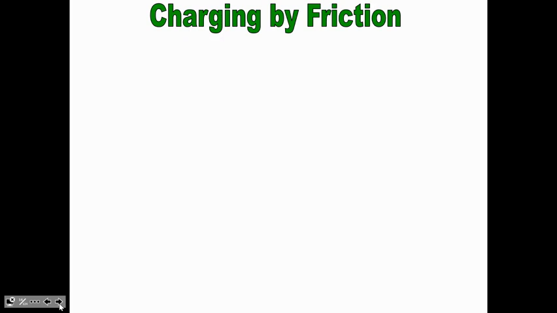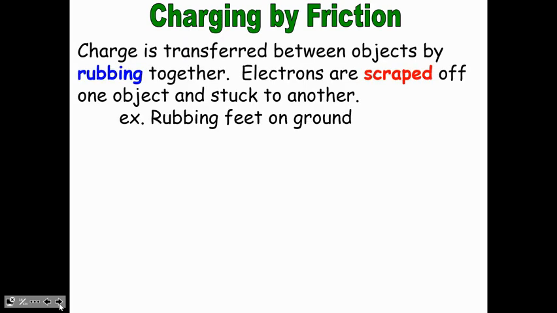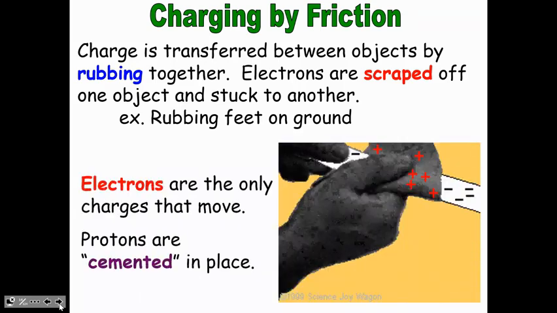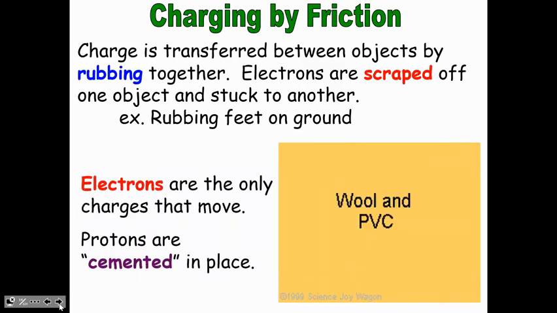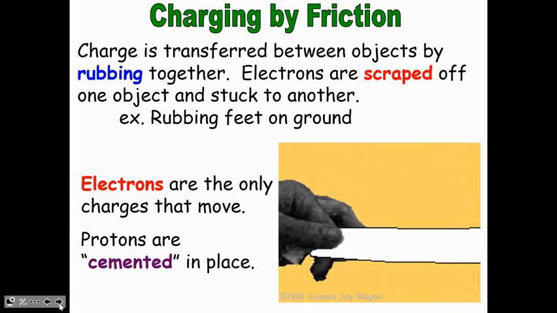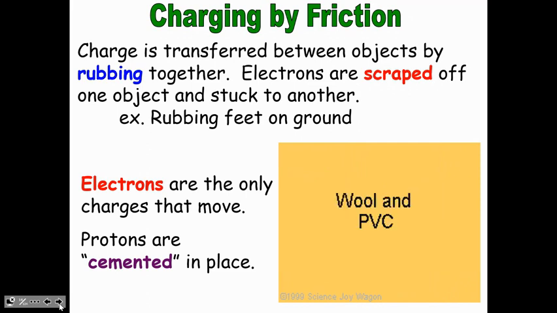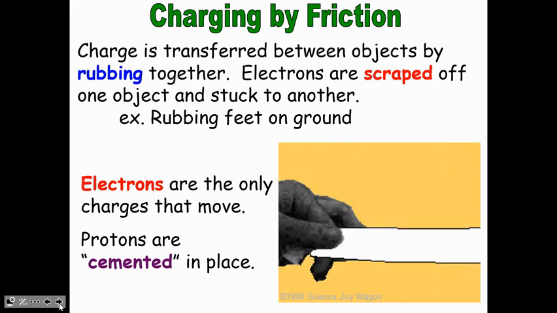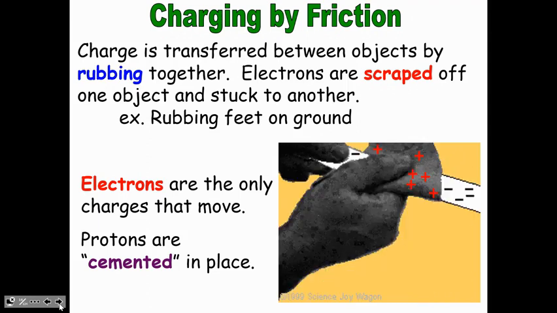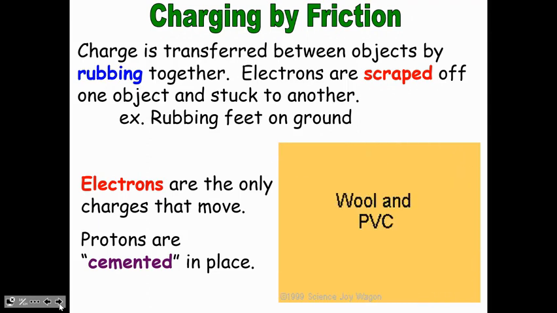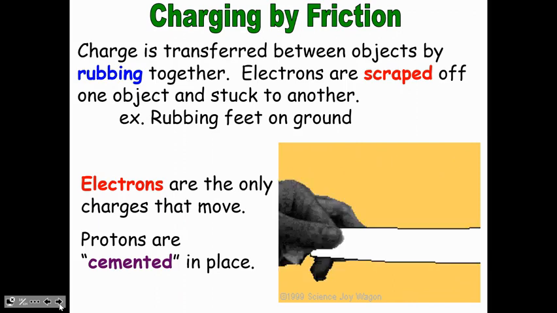Another charging method that we'll use in class is charging by friction. Charging by friction is when you scrape two objects together, really scraping electrons off of one object and onto another. If you scuffle your feet on the ground, you're charging by friction. If you rub a PVC pipe with a piece of wool, you're charging by friction. And again, in each case, it's only the electrons that are moving. So you can transfer electrons from one object to another, but those protons are stuck in place. They're locked into the nucleus. They're not going anywhere.